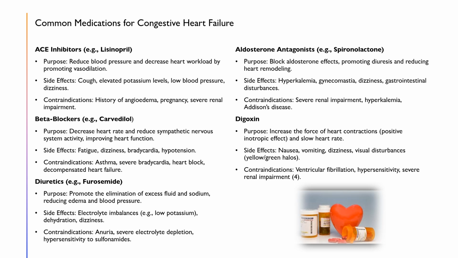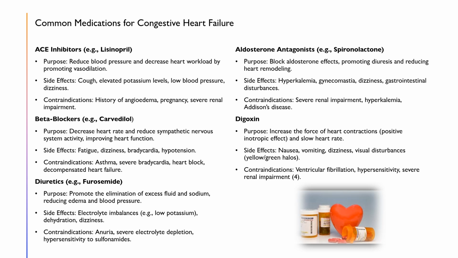Aldosterone antagonists such as spironolactone block the effects of aldosterone, promoting diuresis and reducing heart remodeling. Potential side effects include hyperkalemia, gynecomastia, dizziness, and gastrointestinal disturbances. These are contraindicated in severe renal impairment, hyperkalemia, and Addison's disease.